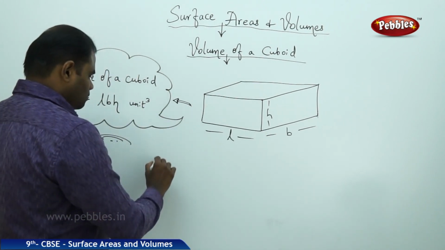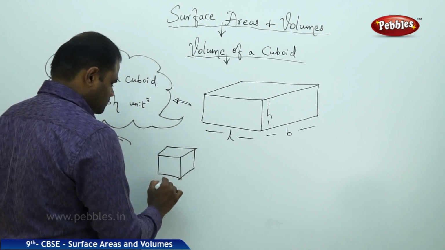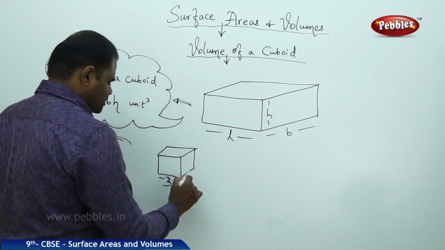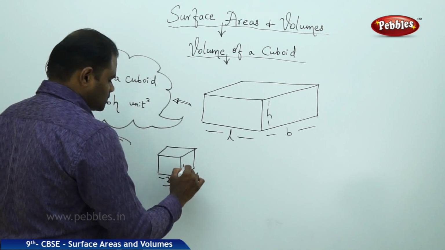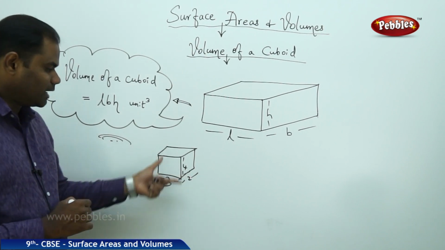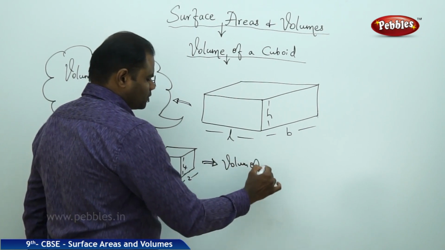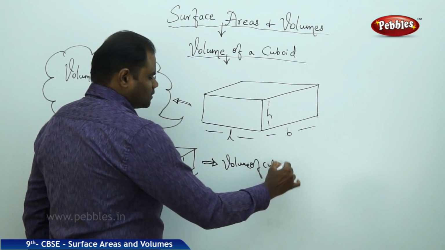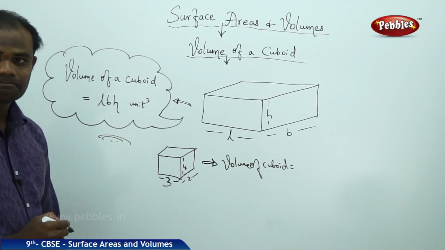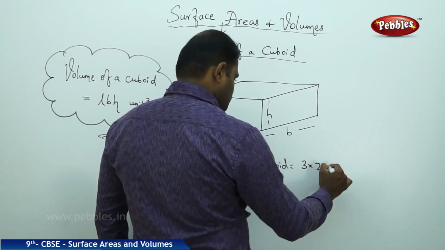For example, I have a cuboid with the dimensions: length 3, width 2, and height 4. Then, having the length as 3, width as 2, and the height as 4, I have the volume of the cuboid, which is given by the formula length into width into height, that is 3 times 2 times 4.